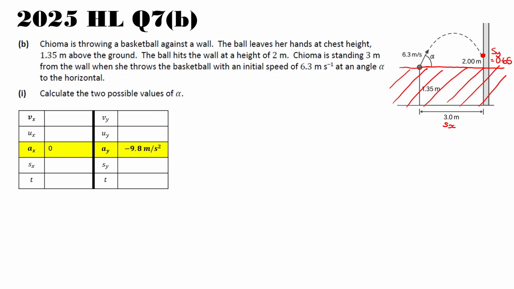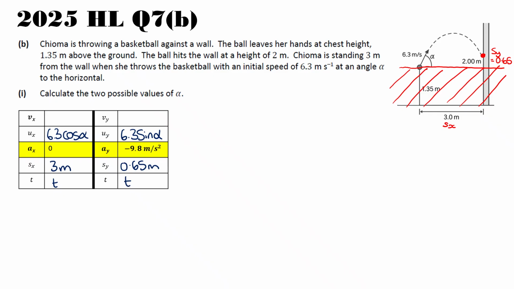So let's fill into our VUAST. I have my accelerations already in there. Remember, they're not changing. In the x direction, it's 0. In the y direction, it's minus gravity or minus 9.8. Let's resolve first. So we're going to have 6.3 cos alpha and 6.3 sine alpha. Then our SX is 3 meters and SY is 0.65 meters. And we're just going to let our time be t.